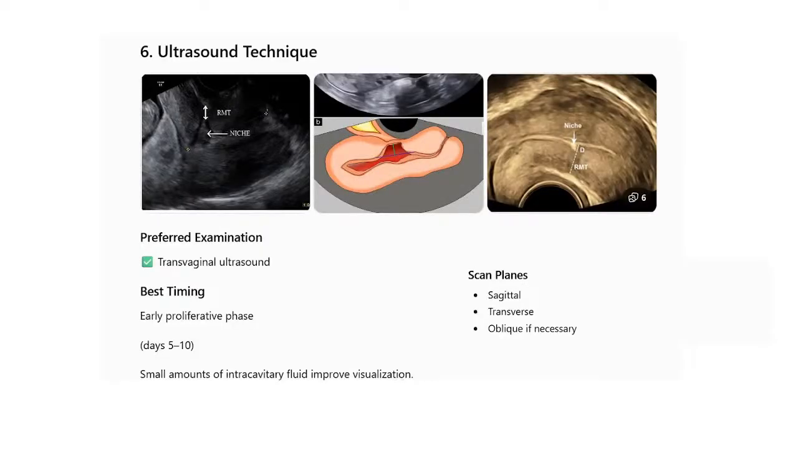Ultrasound technique. So the preferred examination is the transvaginal. Best timing is the early proliferative phase, days 5 to 10. Small amounts of intracavitary fluid improve visualization. So scan planes: sagittal, transverse, oblique if necessary. So you can visualize the niche there.